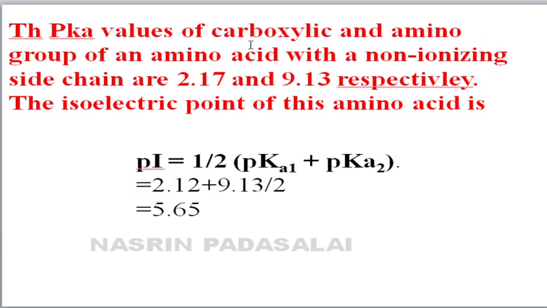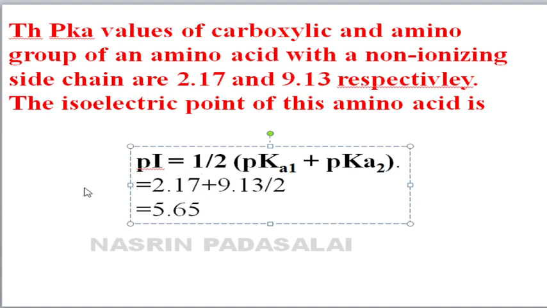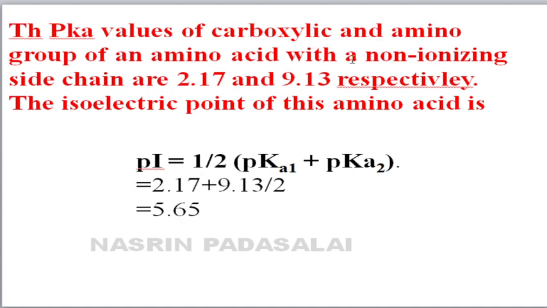Next question: pKa values of the carboxylic acid and amino group of an amino acid with a non-ionizing side chain are given. What is the isoelectric point? The formula to find the isoelectric point is pI equals pKa1 plus pKa2 divided by 2. Here pKa1, that is the carboxylic acid, is given as 2.17, and pKa2, that is the pK of the amino group, is 9.13, divided by 2. So the correct option is that the isoelectric point of this particular amino acid is 5.65. They didn't mention any amino acid name.